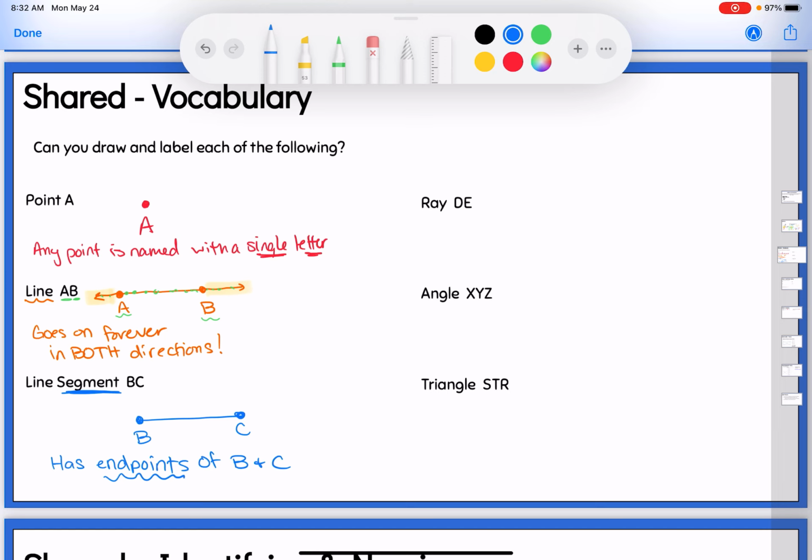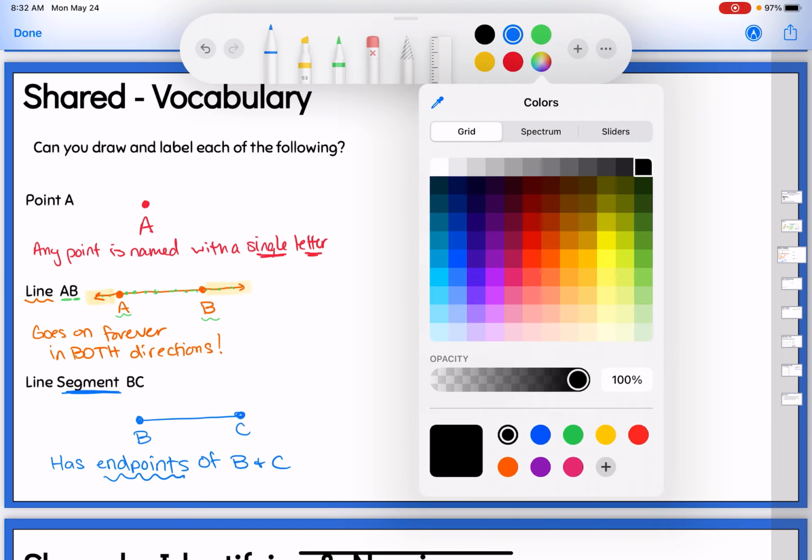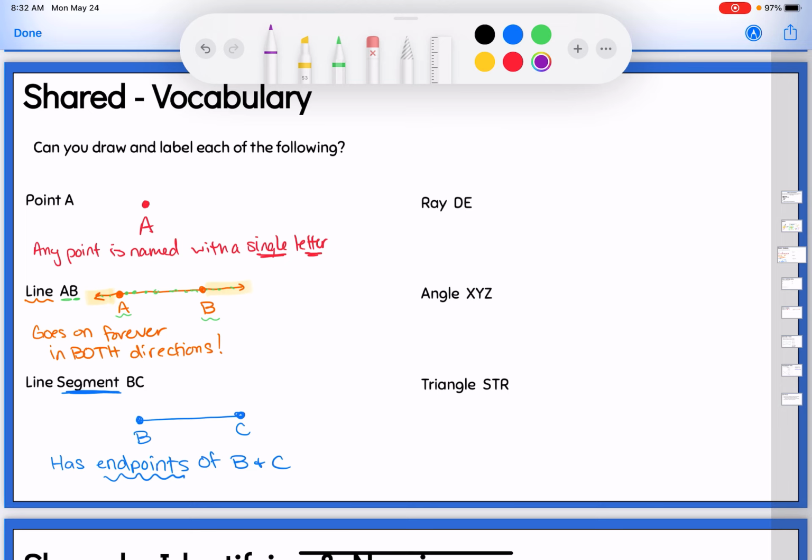It's done. Okay. Now a ray, kind of similar, right? This ray is one that maybe you didn't know, all right? But a ray has one end point and goes on forever in the other direction. So a ray has one end point and goes on forever in the other direction. All right, so it's kind of like a combo of a line and a segment, right? So it has one endpoint and goes on forever in the other direction.